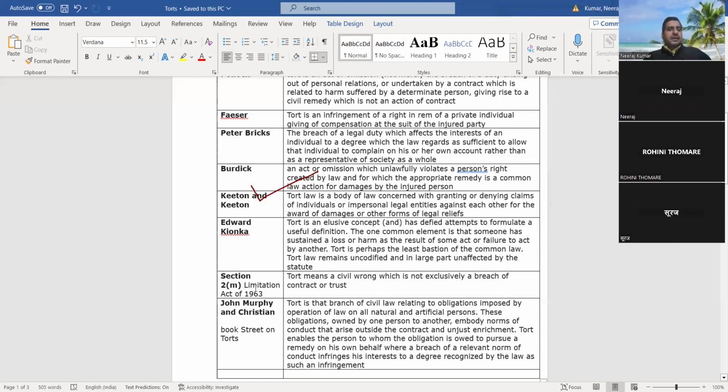Now, this definition is interesting. Section 2(m) of the Limitation Act 1963. This is codified. Tort means a civil wrong which is not exclusively a breach of contract or of trust. This is the only codified definition.